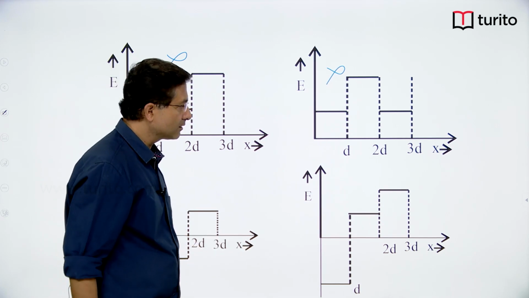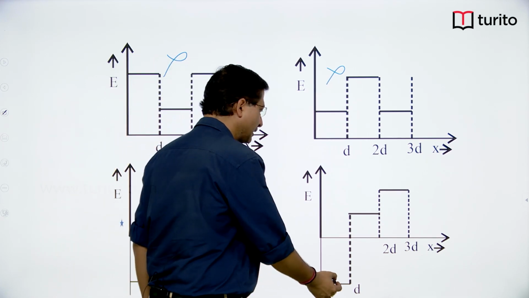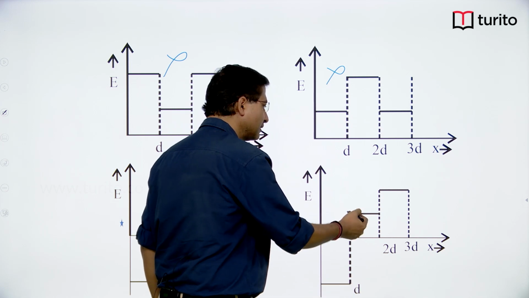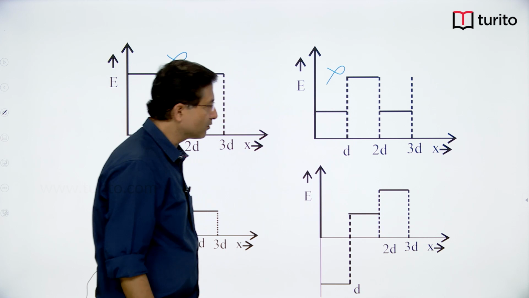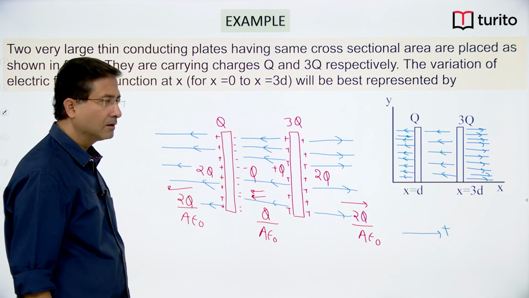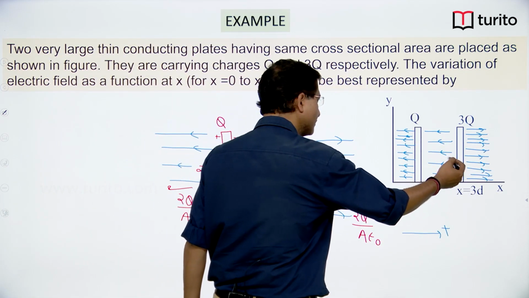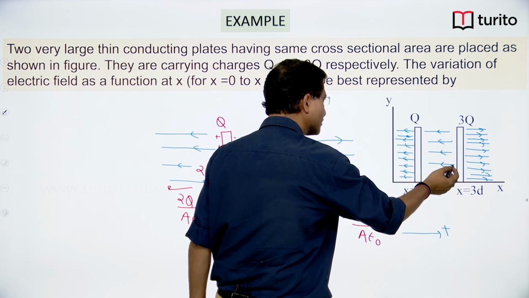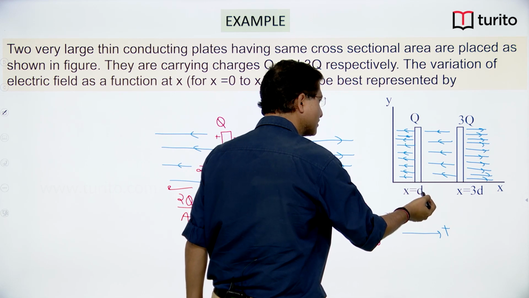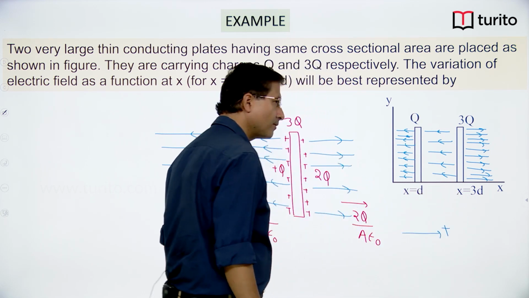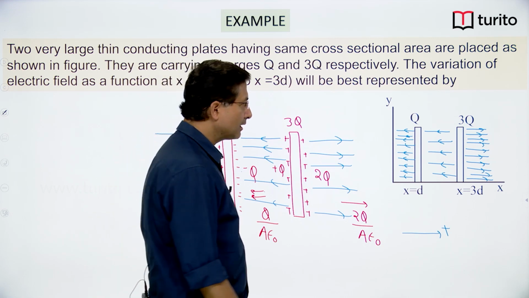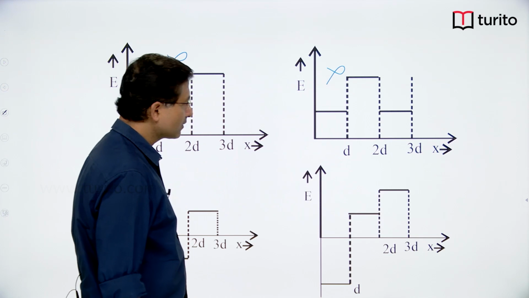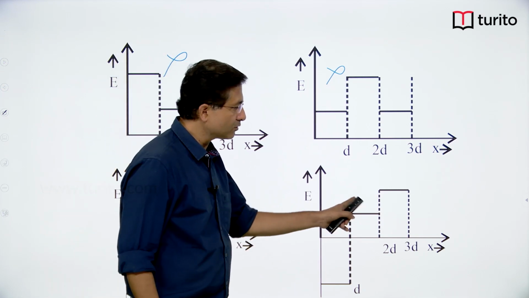Now look at this one, this says that less than d it is negative, but greater than d in both the regions it is positive. If you look at the diagram we have just discussed, in this region also it is in negative direction, right. So from x equal to d to x equal to 3d it is in negative direction, and for x less than d it is in negative direction. So this is also wrong because of this part.